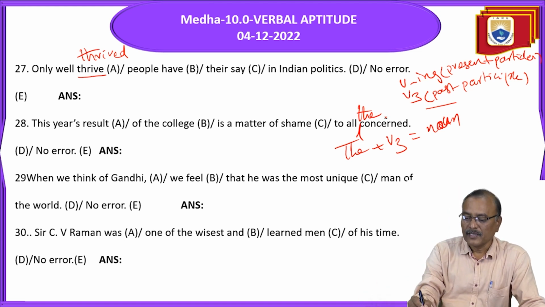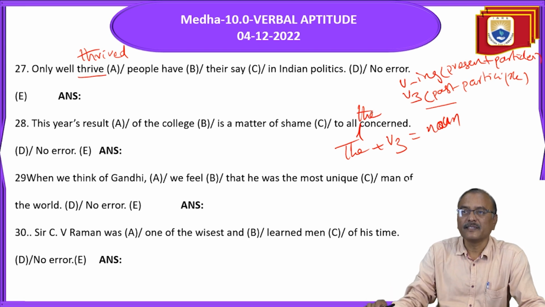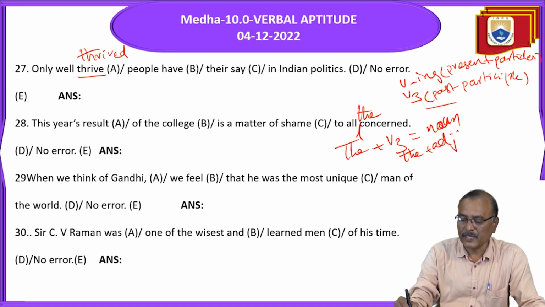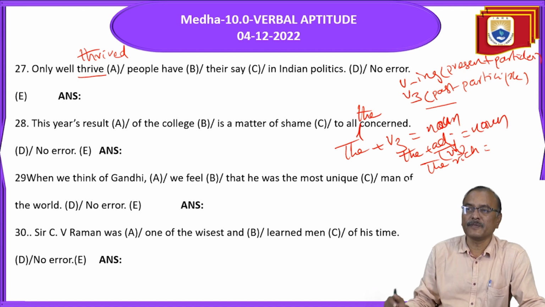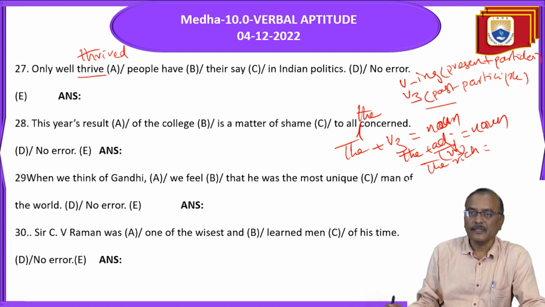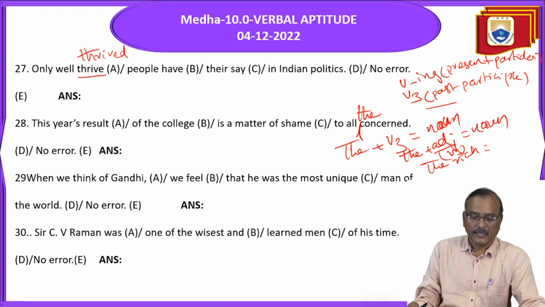So it should be preceded by the, the rich, for example. Even the plus adjective becomes a noun. Here V3 form is used as adjective. So for example, the rich means the rich people. Like the concerned means the concerned people, who show interest. Next.